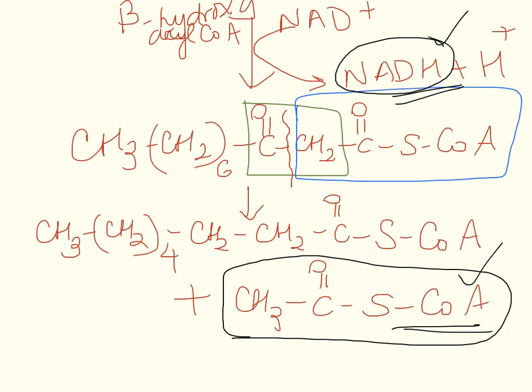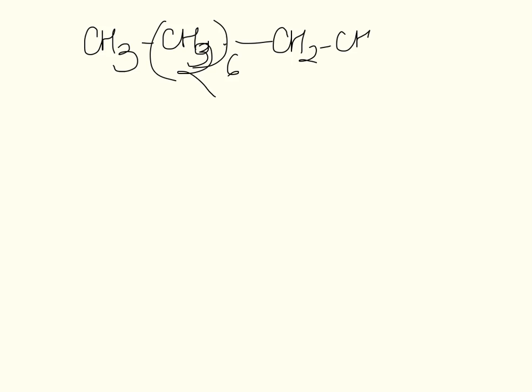Now, beta oxidation depends on the length of the fatty acid. So the length of the fatty acid tells you how many times these 4 reaction cycles will be repeated. So one cycle is 4 reactions: oxidation, hydration, oxidation, cleavage, right? So we had a 10 carbon fatty acid, so CH3, CH2 6, CH2, CH2, C double bond O, S, coenzyme A, right?